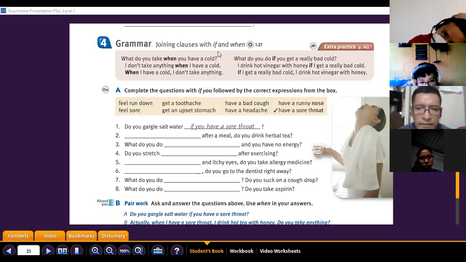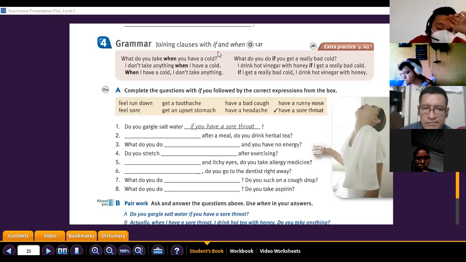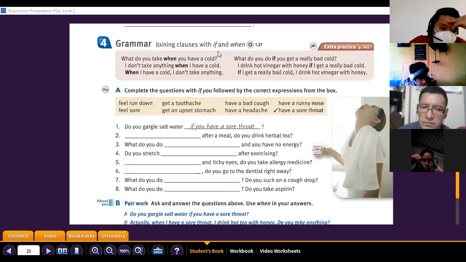Okay, teacher. If you feel short, maybe after a meal. No, no. Lo único que usted tiene que poner es if you. Ya el verbo ya está allí. Ya no tiene que poner have usted. Oh, si la expresión ya tiene have, okay. Si la expresión dice feel, no lo repite. Okay, teacher. If you feel short after a meal, do you drink herbal tea?